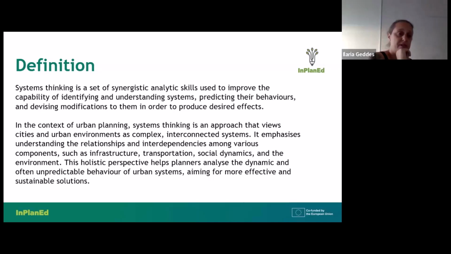So it's a holistic perspective, in the same way as integrated urban planning, and it helps analyze the dynamics and sometimes unpredictable outcomes of urban systems. And it does this ideally to help you plan more effective and more sustainable cities.